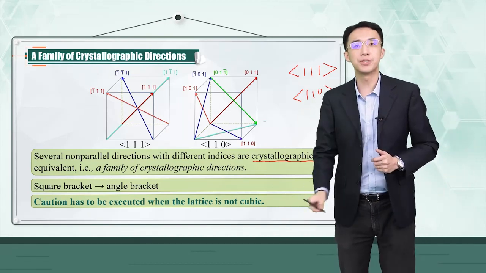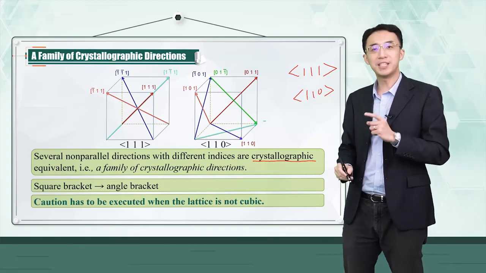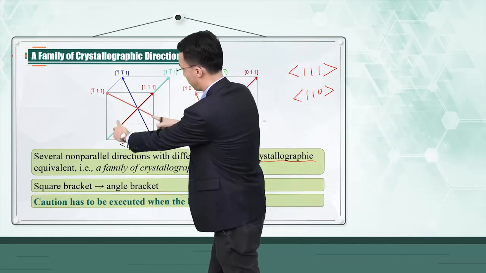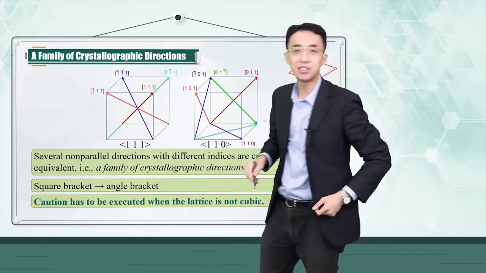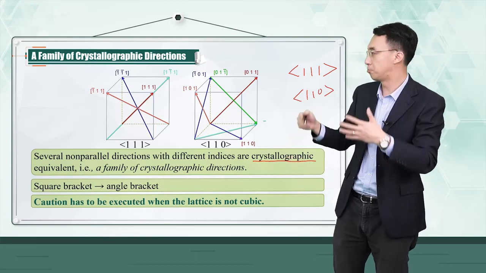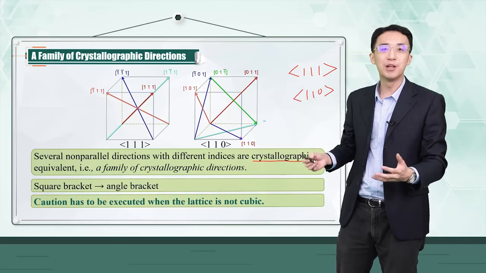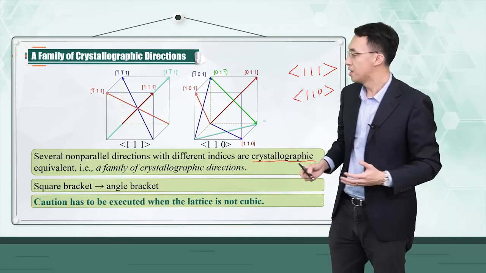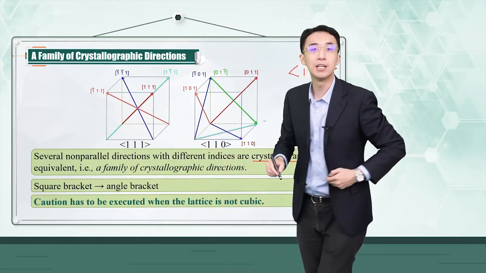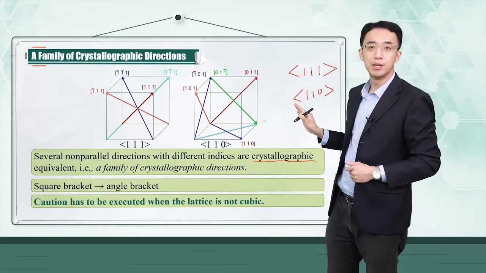Caution has to be exercised when the lattice is not cubic. The point is that in cubic lattices, the x, y, z axes are all equivalent, so 110 is equivalent to 011. However, for non-cubic lattices, these directions are not necessarily equivalent. So you have to use this notation with caution.